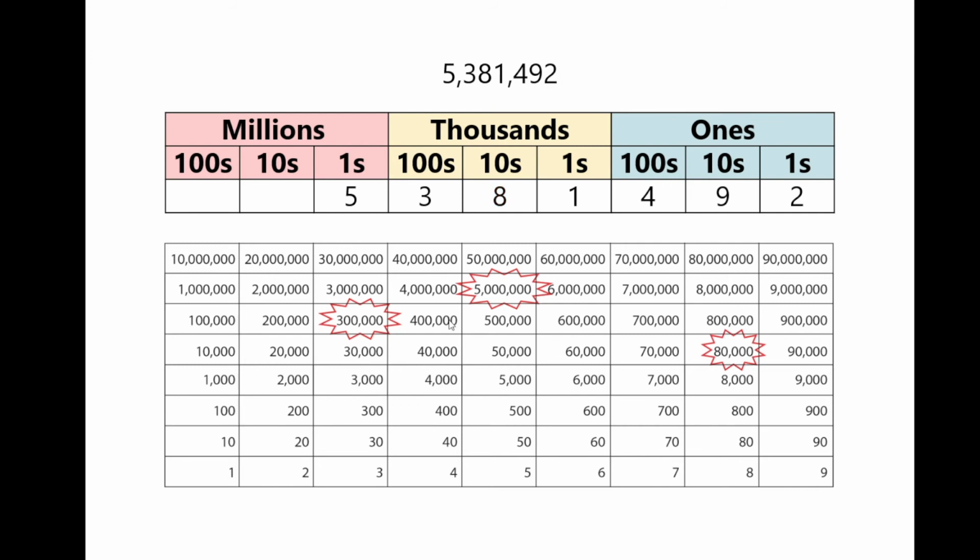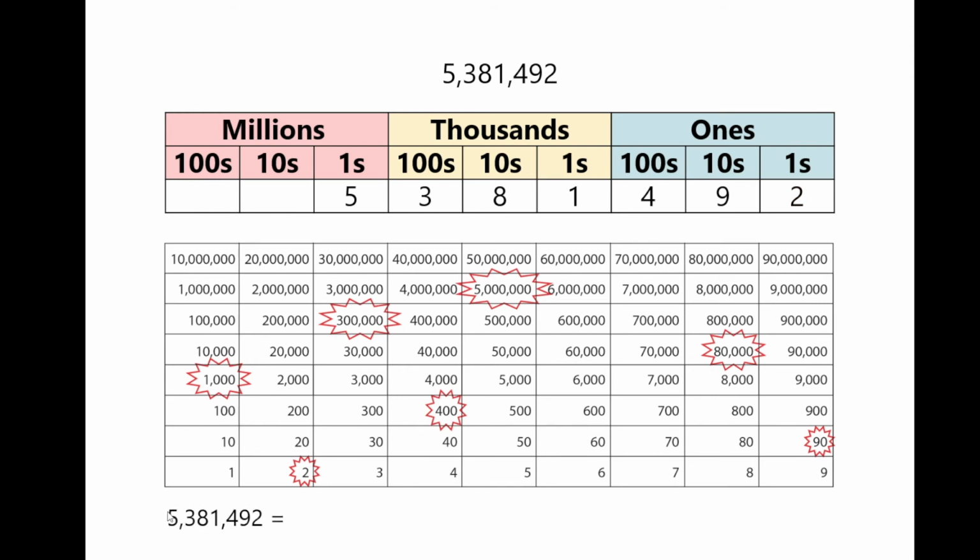The digit 8 has a value of 80,000. The digit 1 has a value of 1,000. The digit 4 has a value of 400. The 9 has a value of 90. And finally the 2 is worth 2.